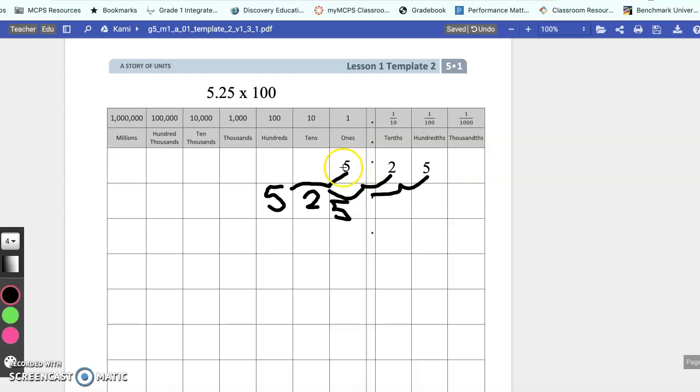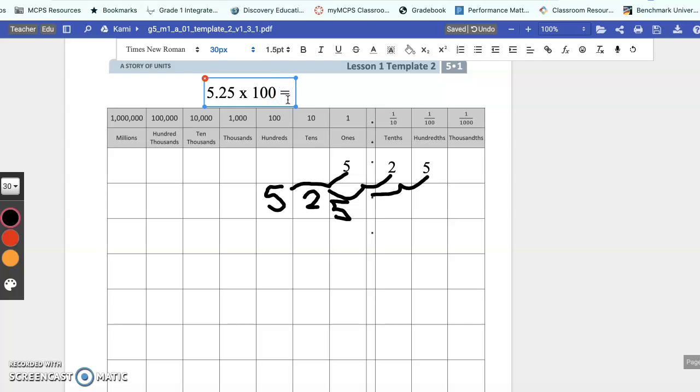I have now multiplied each of these digits by 100 by moving it over 2 spaces on my place value chart. So 5 and 25/100ths times 100 is equal to 525. Again, my special strategy is to pay attention to the number of zeros in my multiple of 10 and use that to help me decide how many places I'm going to move over in my place value chart.